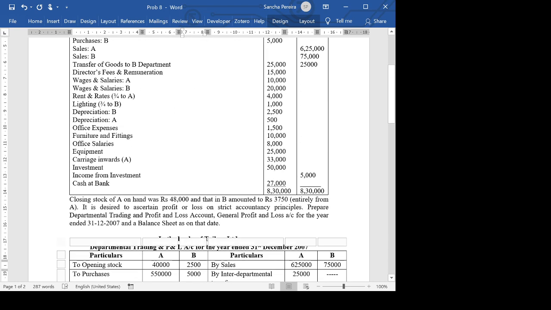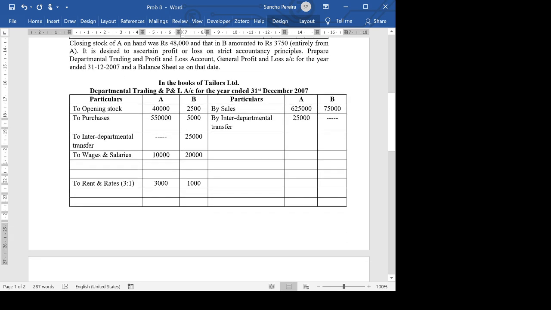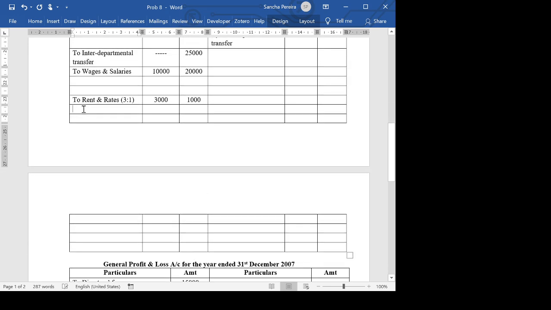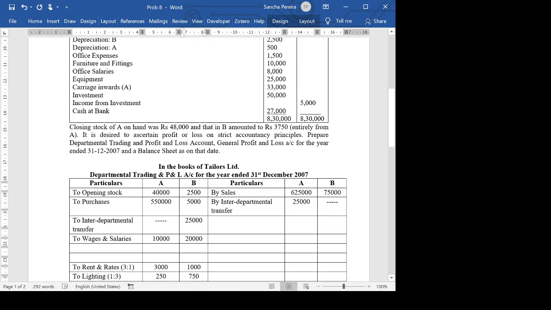Then we have lighting again. Now 3/4 to B. So it will be 1 is to 3. Okay, 3/4 to B, total is 1,000. To lighting, 1,000 divided in the ratio of 1 is to 3 because it's 3/4 to B. So here it will be 250 and 750. 250 plus 750 comes to 1,000. Similarly here, 3,000 plus 1,000 comes to 4,000.